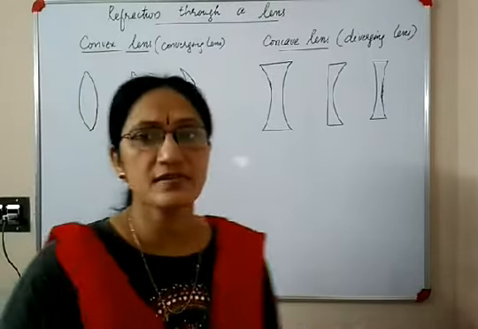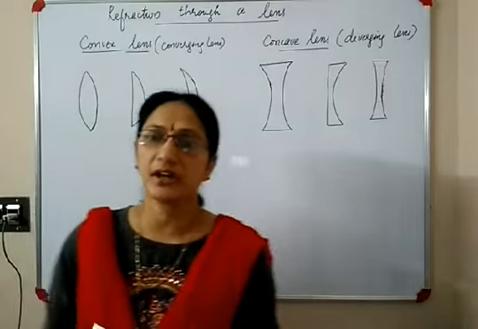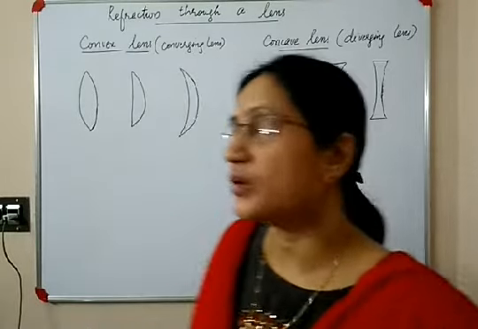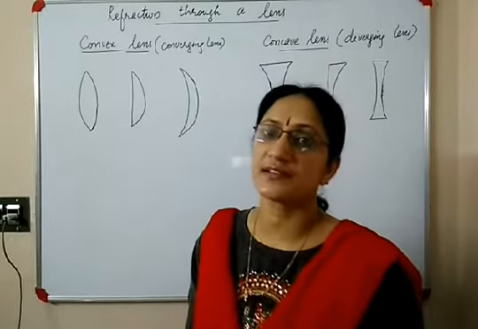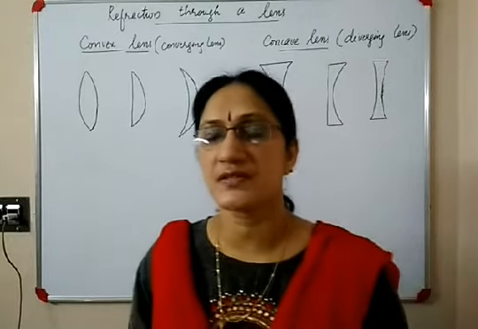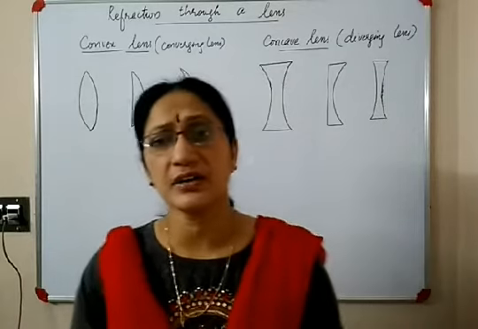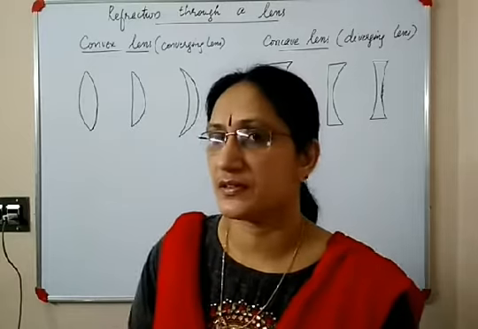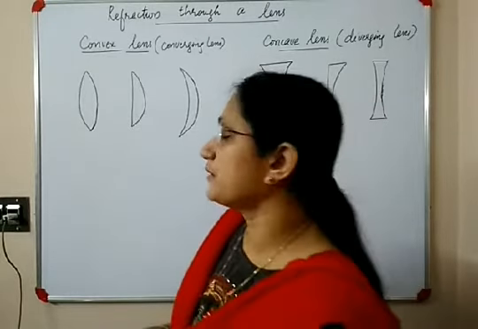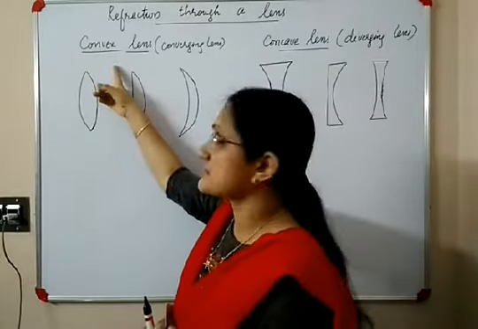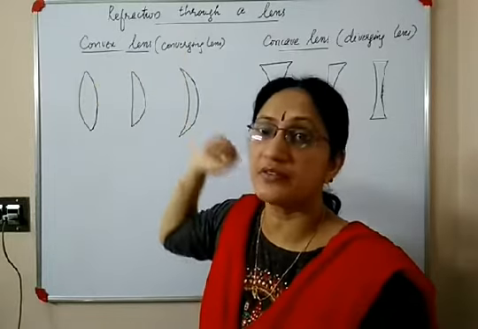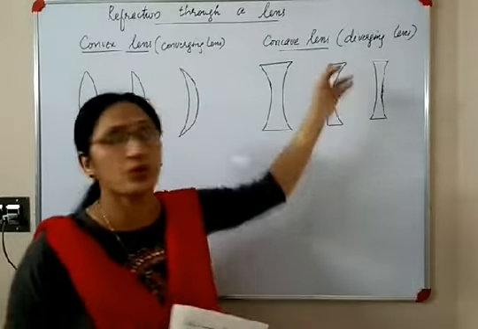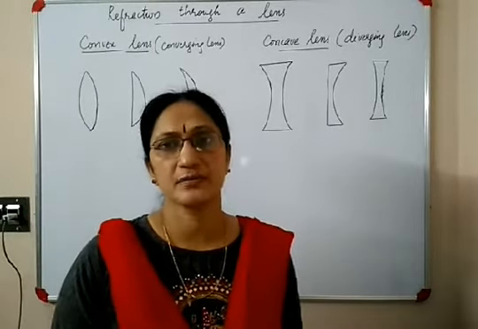A lens is a transparent optical medium, usually made of glass, having one or two spherical surfaces. Spherical surfaces means surfaces which are parts of a sphere, or curved surfaces. And there are two types of lenses. Convex lens, which is also called a converging lens. Another one, concave lens, which is also called a diverging lens.